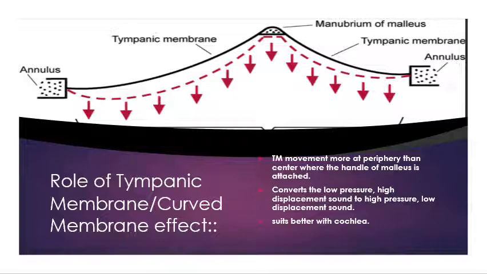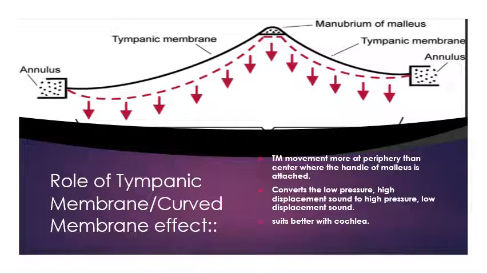We have a particular characteristic known as the tympanic membrane buckling effect. The tympanic membrane is fixed at the annulus and also to the handle of the malleus. Now when the sound strikes the tympanic membrane, the part which is away from the handle of the malleus and the annulus has more displacement, but the pressure will be low. Whereas at the malleus, since it is fixed there, the displacement will be less, but the pressure will be more.